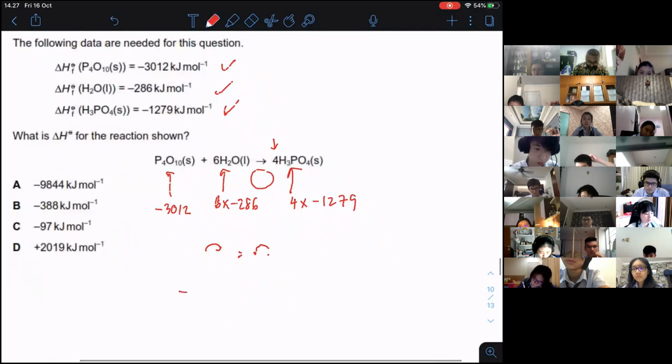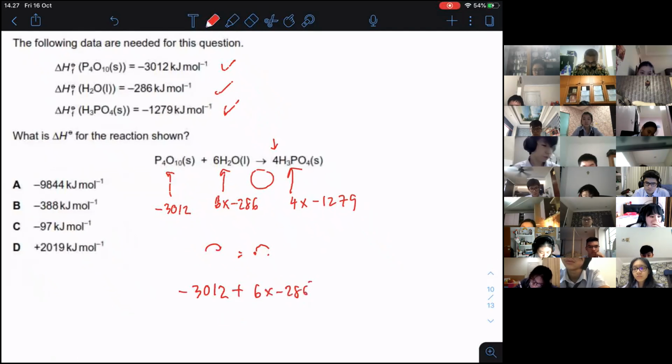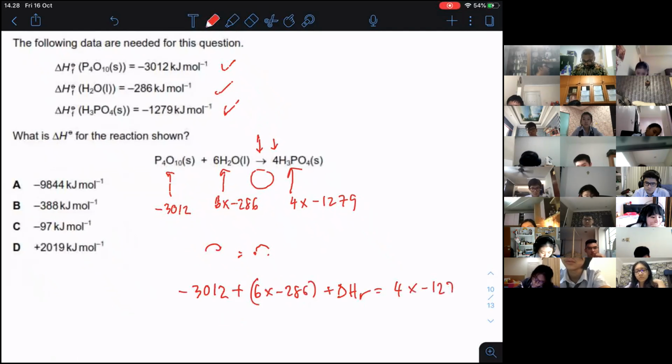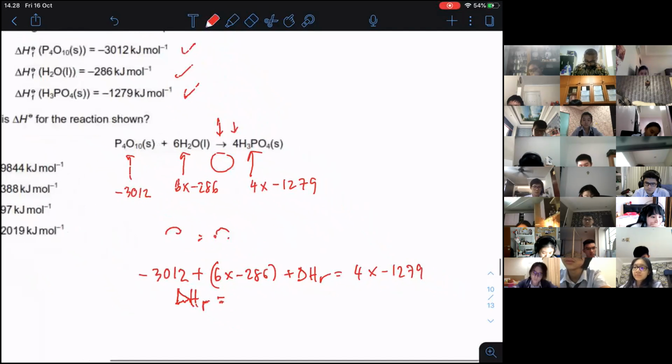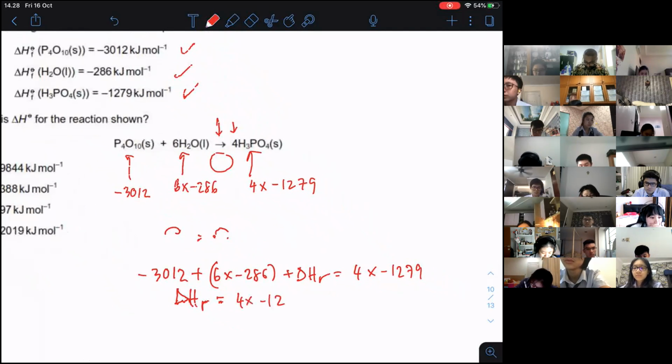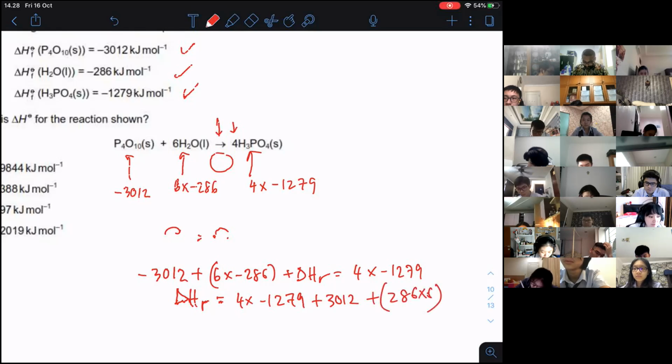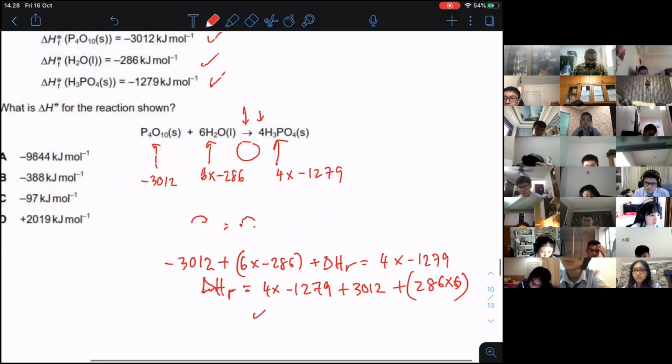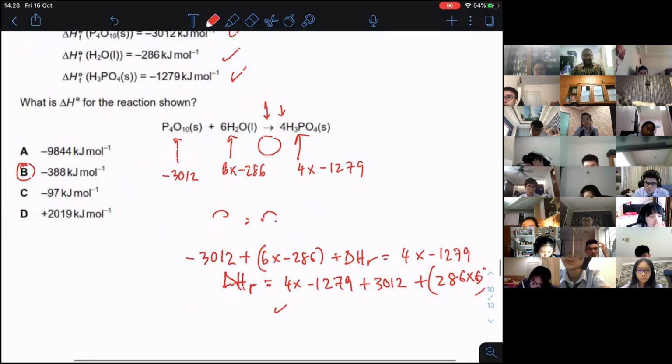Negative 3012 plus 6 times negative 286 plus the enthalpy change of reaction, what I want to find, equals the anti-clockwise, 4 times negative 1279. So you just need to calculate the enthalpy change of reaction. Someone help me to calculate. Negative 388. Okay. So if you follow this and your answer is negative 388, that's going to be the answer.